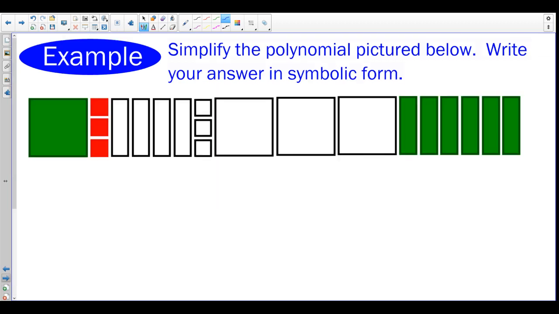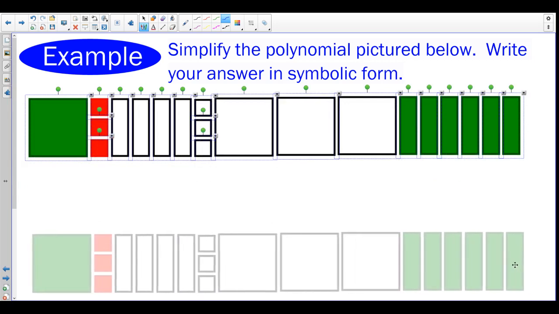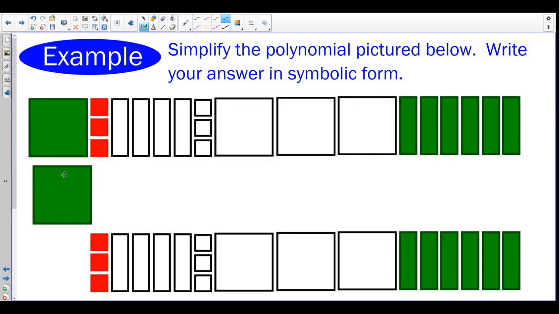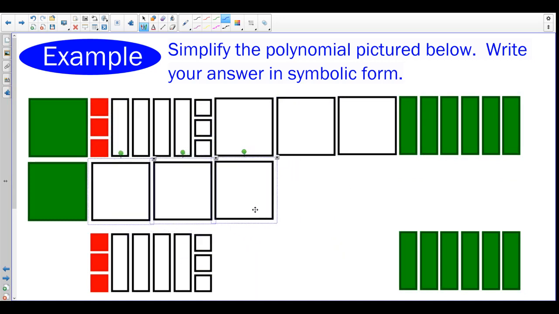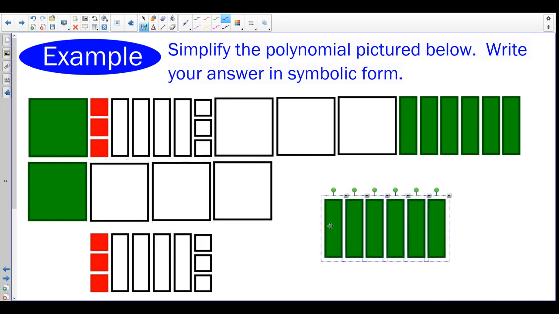Moving on, now we're going to simplify the polynomial pictured below, write it in symbolic form. Here we've got big squares, here we've got rectangles, and here we have little squares. We have a little bit of everything here. So when we rewrite this, of course, the first thing is that we want to put everything together. We want to put the big squares together, we want to put the rectangles together, and we want to put the little squares together. So there's a big square. There's a big square. There's some rectangles.